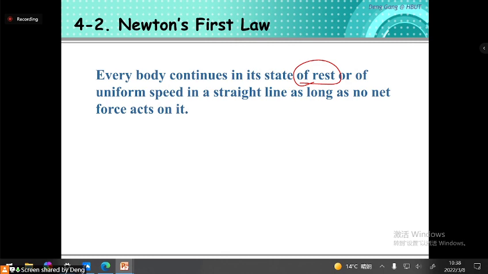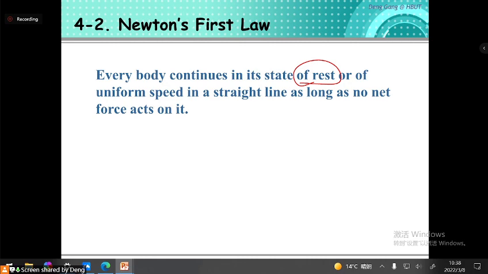So they do not agree with the second part. It can keep moving with constant speed in a straight line. But what they didn't realize is that they ignored the friction. They didn't realize there is friction. So why do I have to push it to make it move in a straight line with constant speed? That's because of friction. When it is moving, there's friction.